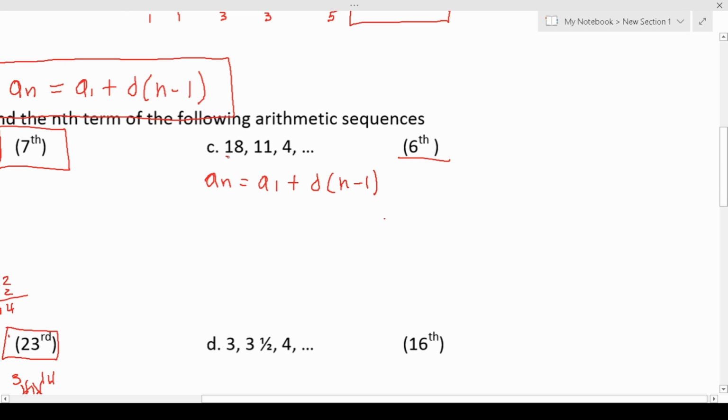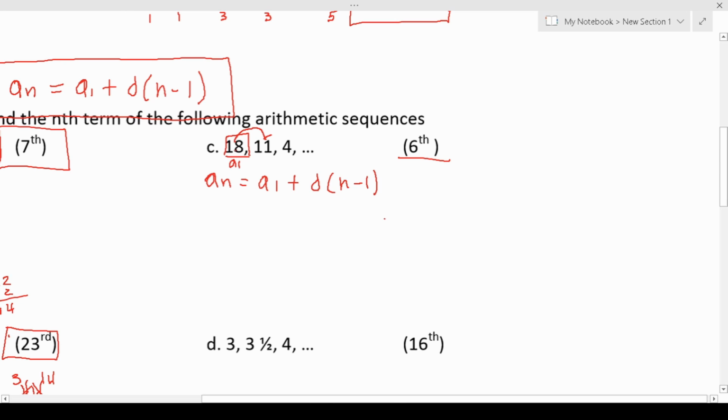We know what a_1 is. Again, a_1 refers to the first term in the sequence, which is right here, or 18. Now we just need to find the common difference, or d, and the common difference is what takes you from one term to the other.